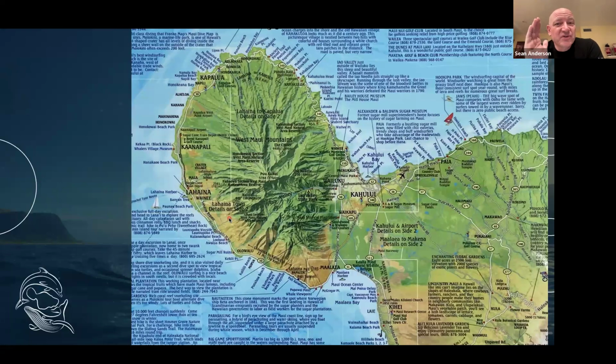Flash forward to World War II. In the wake of World War II, tourism becomes a major thing. And so then we get this development along all this rim, the so-called west side of Maui, of all kinds of tourist infrastructure, primarily hotels and resorts and things of that nature.